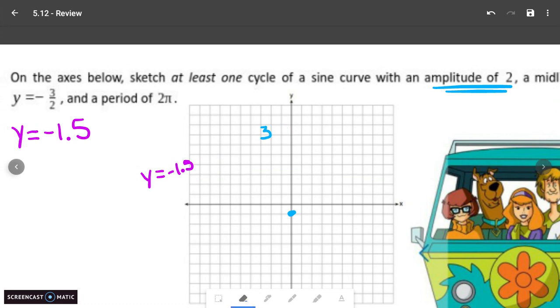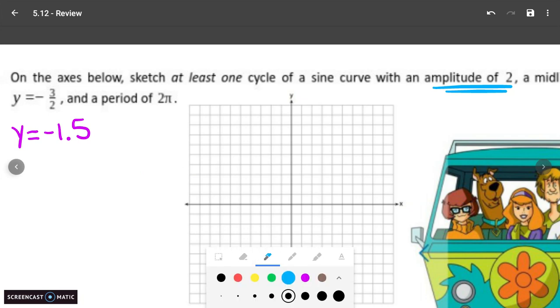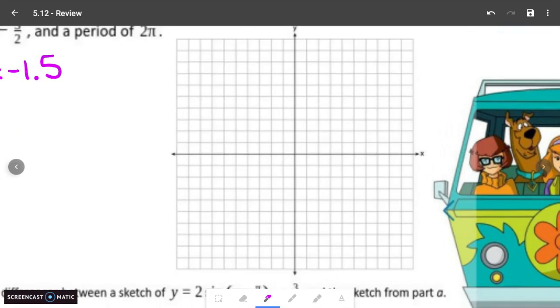Oops. Sorry about that, guys. I just realized that it was supposed to be at a -1.5. So I'm putting it down here as my midline.